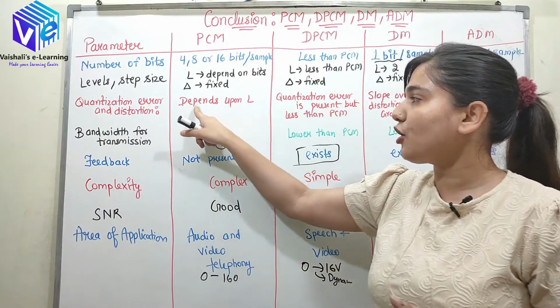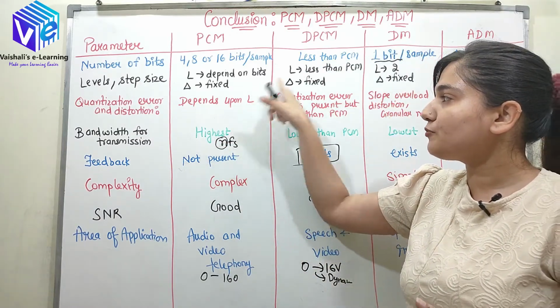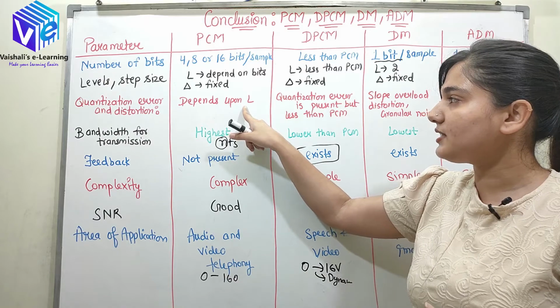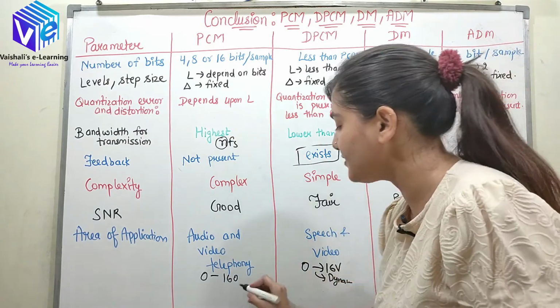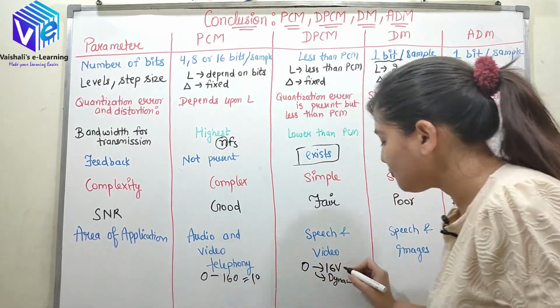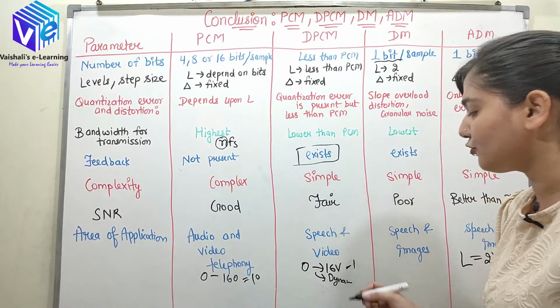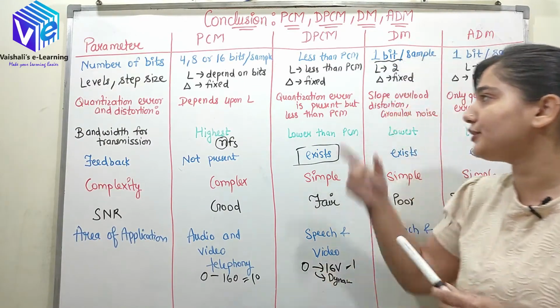So now if I talk about the number of levels to be fixed, if I am using 16 levels here, the step size would be 10, and if I am using more levels, the step size would be 1. So the quantization error would reduce in this case.